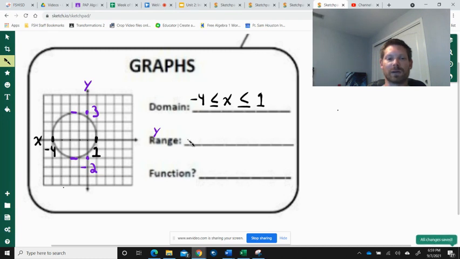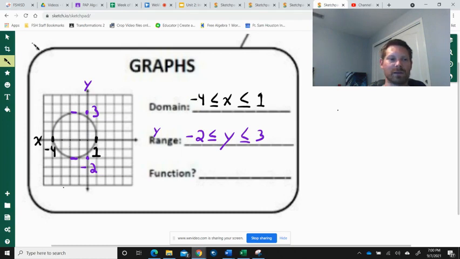So just like the x's, we're going to write the range from the lowest, -2, is less than or equal to y. +3 is greater than or equal to y. And that's how I write my domain and range for graphs. Circles are not common on graphs, but it's just an example. Basically, we're finding boundaries. We're not concerned with the curve and all that stuff that goes into it.